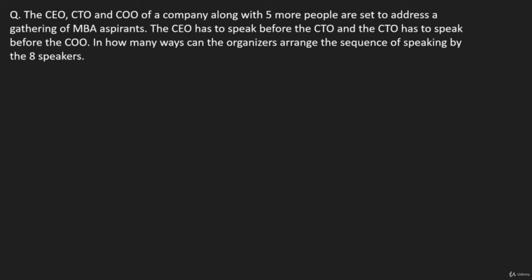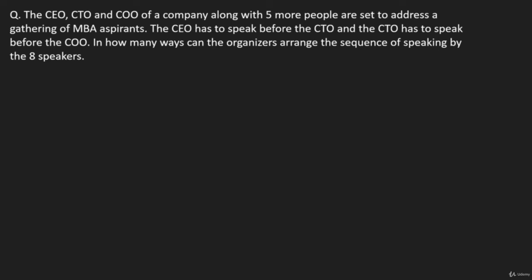Let's do this question. The CEO, CTO and COO of a company along with 5 more people are set to address a gathering of MBA aspirants. The CEO has to speak before the CTO and the CTO has to speak before the COO. In how many ways can the organizers arrange the sequence of speaking by the 8 speakers? Alright, pause the video, give it a try, and then let's do it together. Alright, we are back. I hope you have given it a try.